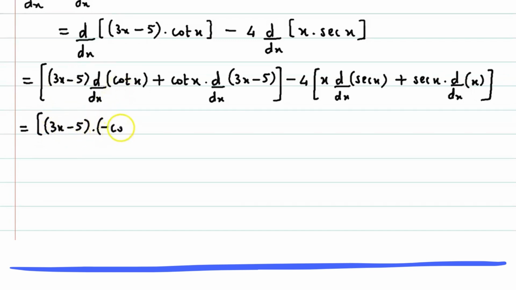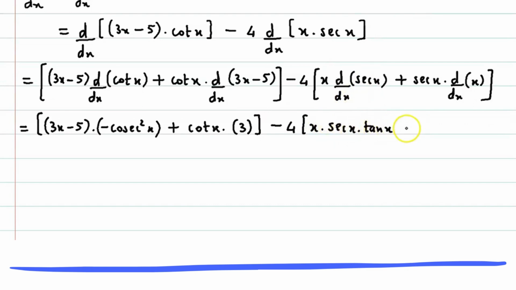Now further we get, now 3x minus 5, this term remains as it is, into derivative of cot x is minus cosec square x, plus cot x into, now derivative of these two terms over here, 3 is the coefficient and derivative of x is 1. So 3 times 1, that gives us 3. 5 is a constant, so its derivative value is 0. So we close the bracket. Minus 4 times x into derivative of sec x is sec x into tan x plus sec x into derivative of x is 1.